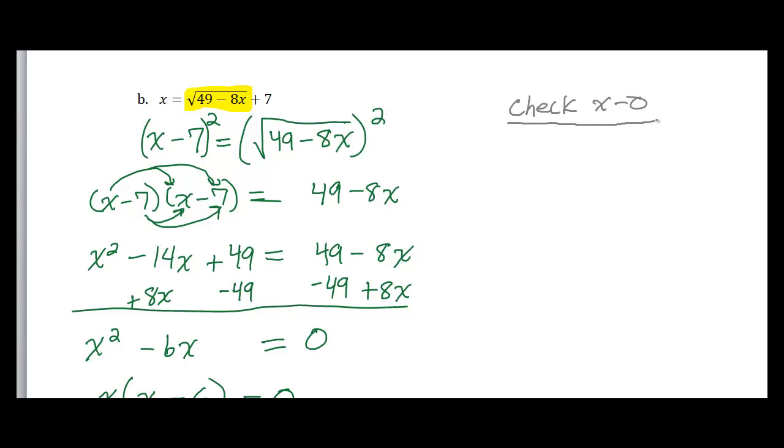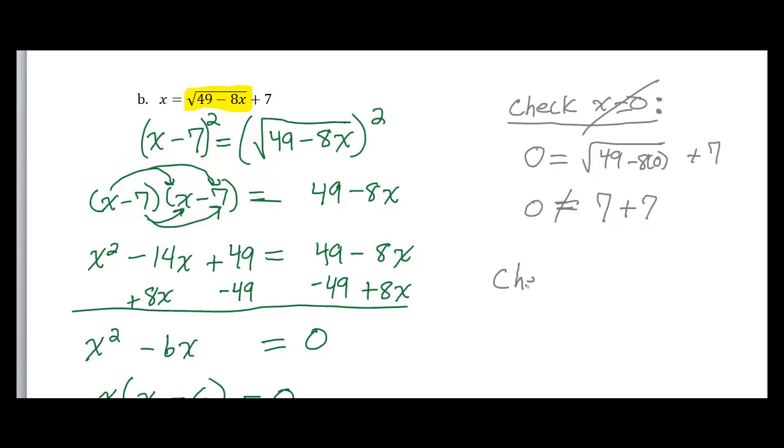That means I'm going to plug 0 in for x and see if I get a true statement in my original. So I get 0 equals the square root of 49 minus 8 times 0, and then plus 7 is on the outside. Well, 8 times 0 is 0, and if I take the square root of 49, I get 7. So that'll be 7 plus 7, which is not a true equation. So I know that x equals 0 is not my solution.